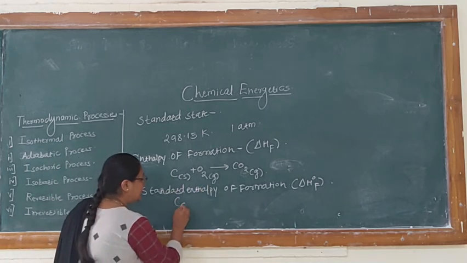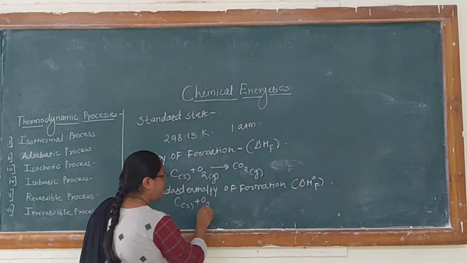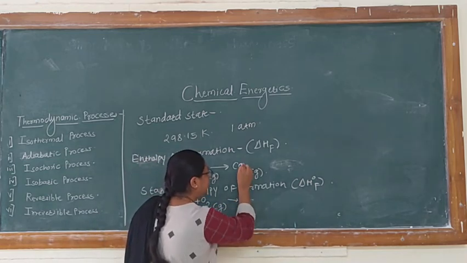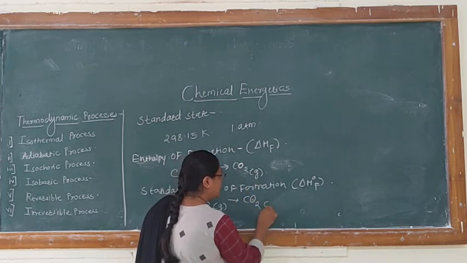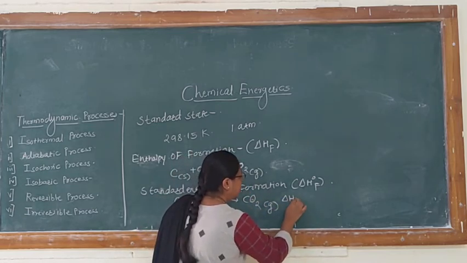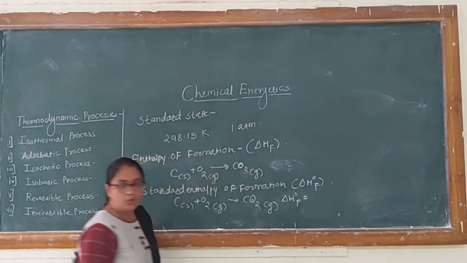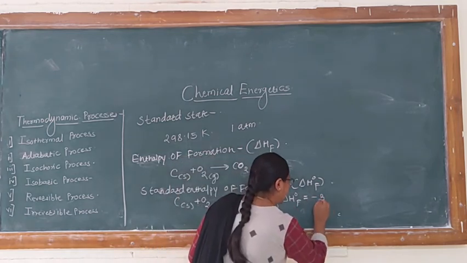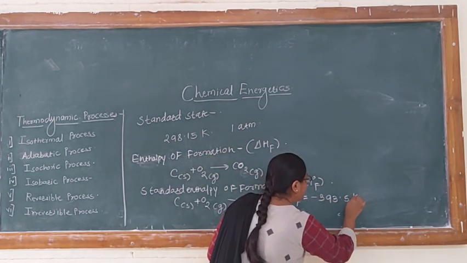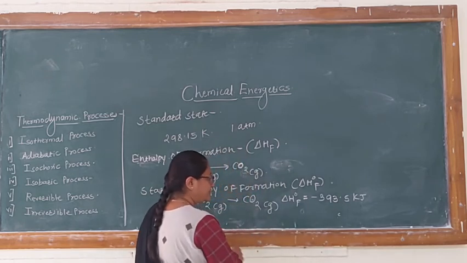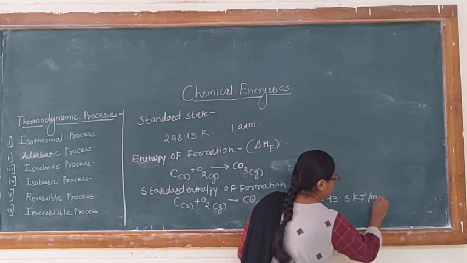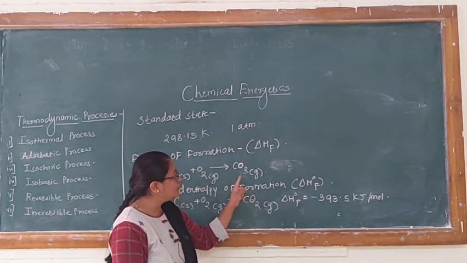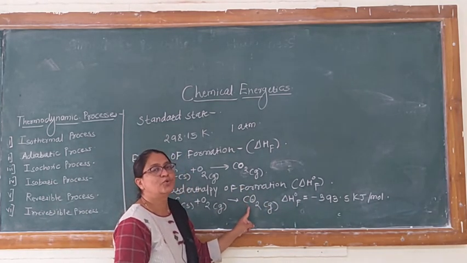So, for this reaction, the standard enthalpy change, the delta HF, this value is minus 393.5 kilojoule per mole. So this is the standard enthalpy of formation for 1 mole of CO2 gas.